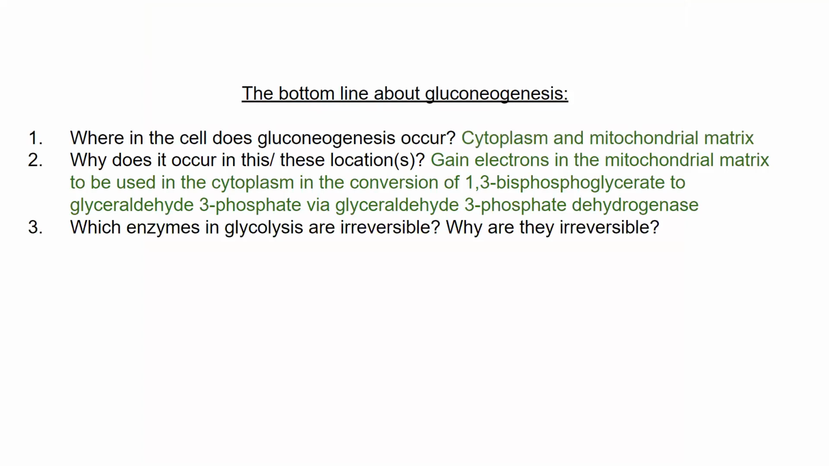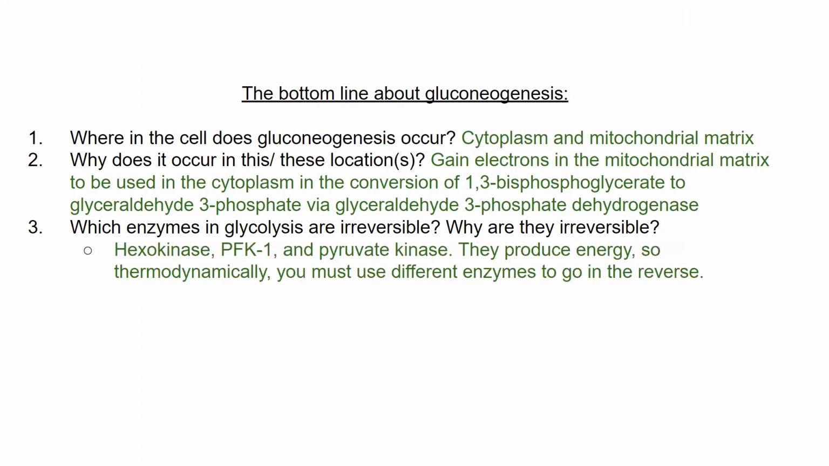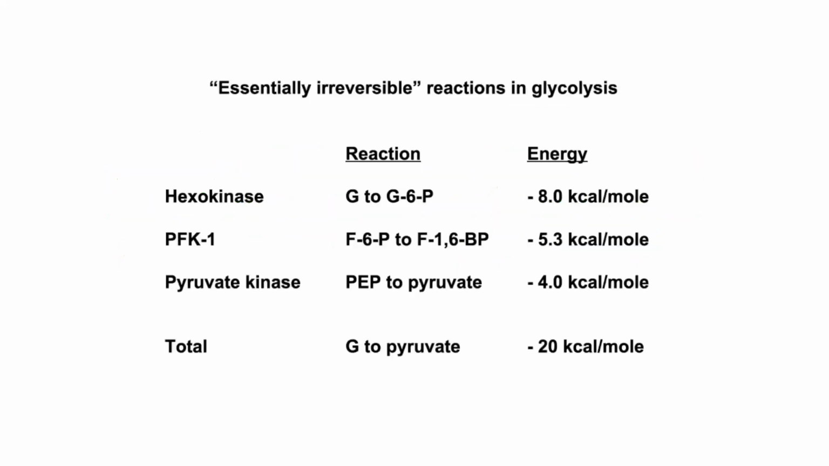So we kind of talked about this already. Do you remember the 3 enzymes in glycolysis that are irreversible? Yeah. Why are they irreversible? Why is this the case? Do we know? Very good. Negative delta G. Yep. A lot of free energy is produced by these reactions. So you can't use the same enzymes to go in reverse. It's too energetically unfavorable. You have to use different enzymes. Okay. So yeah, those are our 3 enzymes.